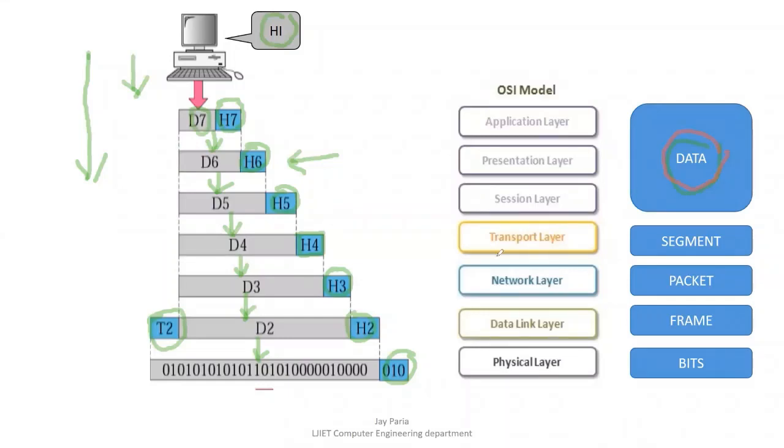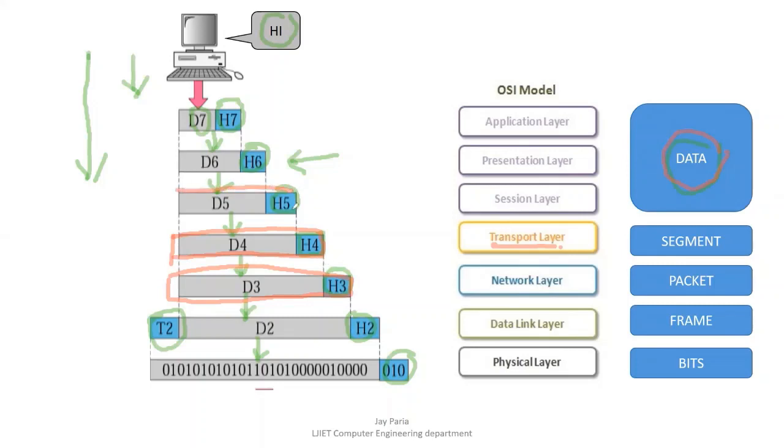Now as you can see, for the transport layer, the PDU is segment. So the D4 and H4 together are called segment. In the network layer, D3 and H3 together are called packet. So this whole thing is called packet. This whole thing is called segment.